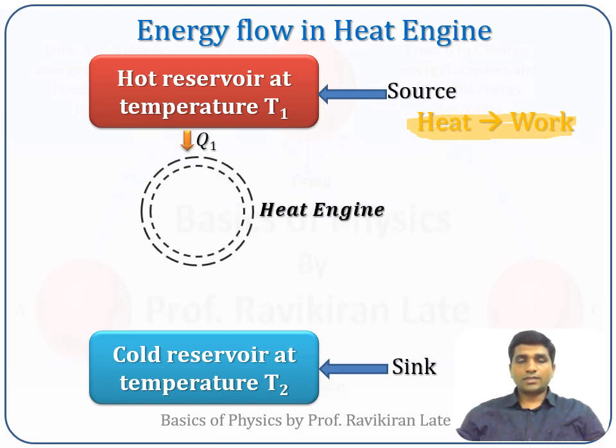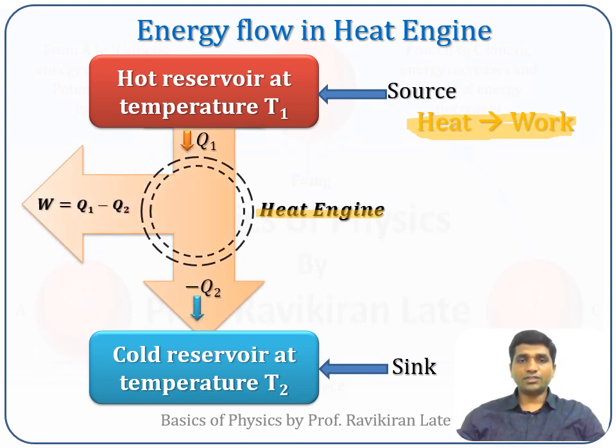Now let us say Q1 amount of heat is taken from the reservoir and that much heat is given to the heat engine. Out of that amount of heat, some amount of heat, Q2, is rejected to the sink, which is at a lower temperature, and the W amount of work we get is nothing but Q1 minus Q2.